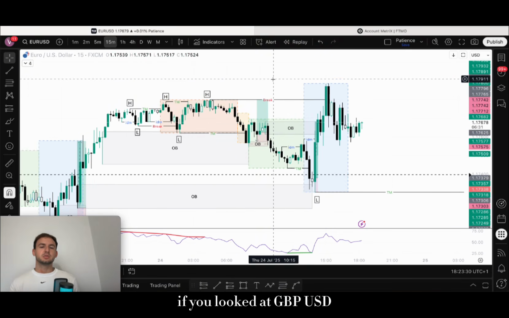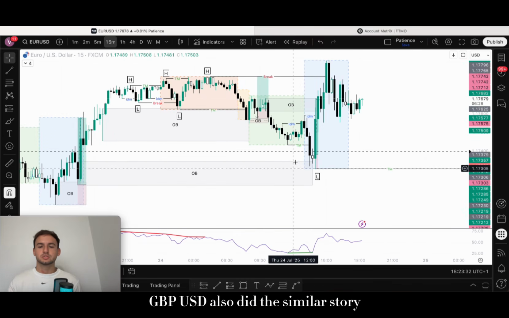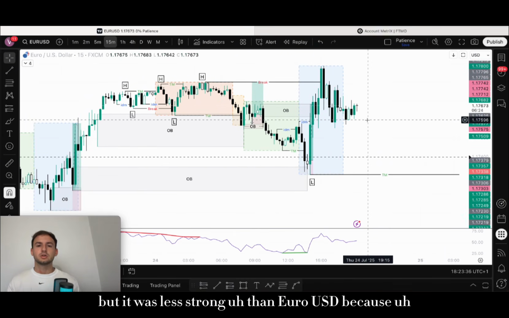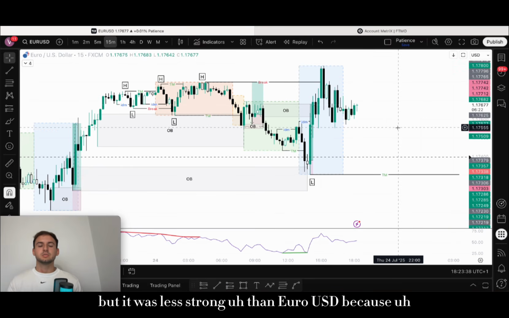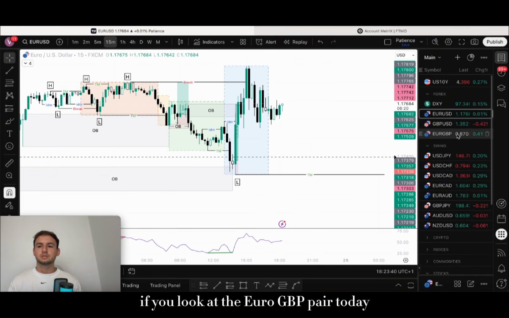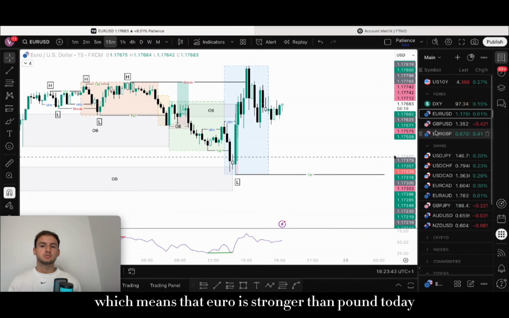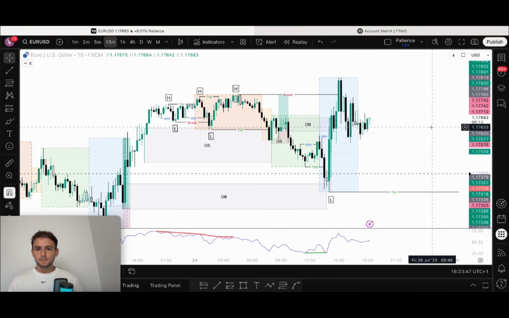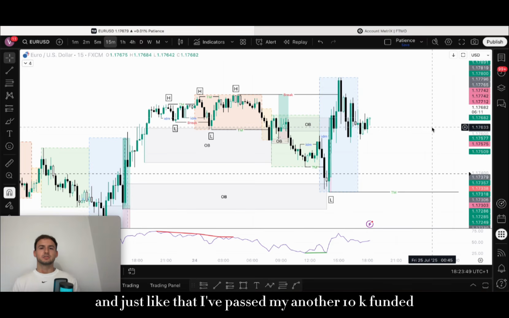If you looked at GBP/USD, it also did a similar story, came into the order block and started going higher, but it was less strong than EUR/USD, because if you look at the EUR/GBP pair today, it's very bullish, which means that Euro is stronger than pound today. That's a small life hack for you if you didn't know. And just like that, I've passed another 10k funded.